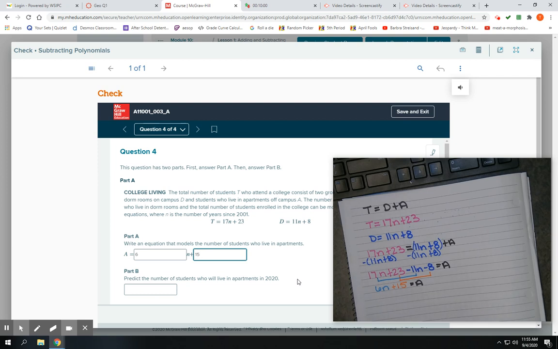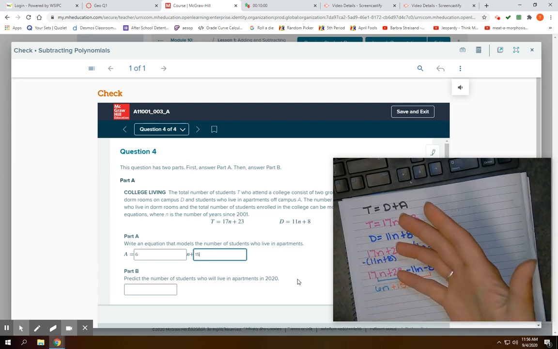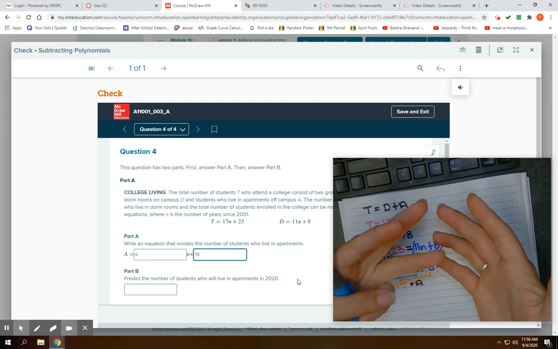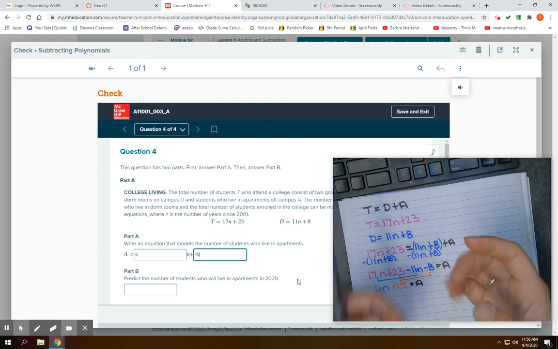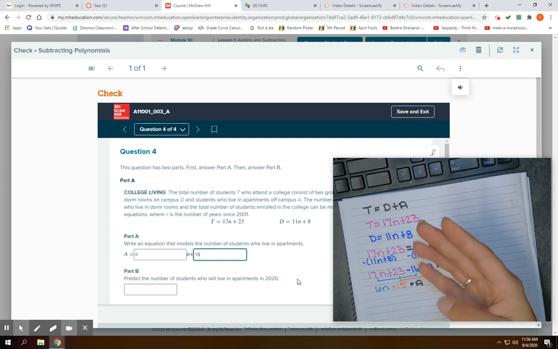2002, 2003, 2004, 2005, 2006, 2007, 2008, 2009, 2010, 2011, 2012, 2013, 2014, 2015, 2016. Thank you, Brian. 19. So we're going to plug 19 in.